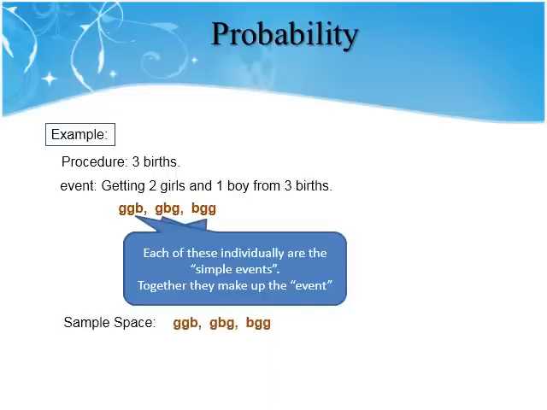The sample space would of course include those 3 simple events, but also all the other possible simple events that don't include getting 2 girls and a boy. So the sample space would also include the simple event of getting 3 girls, a girl and 2 boys, or 3 boys.